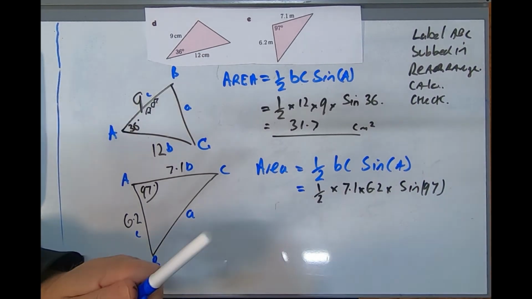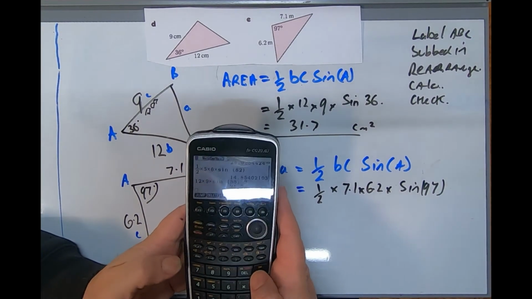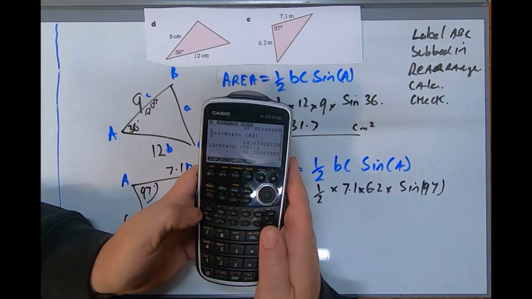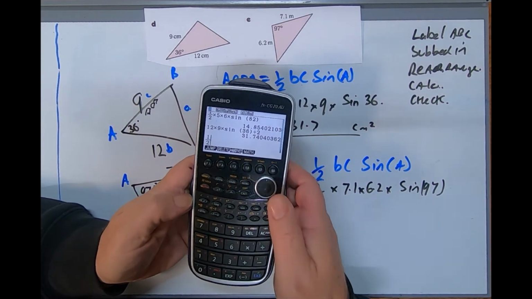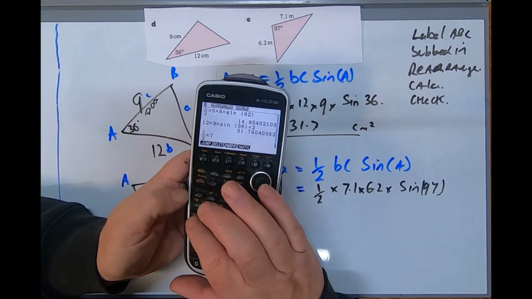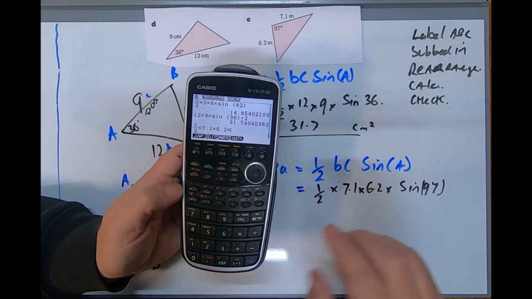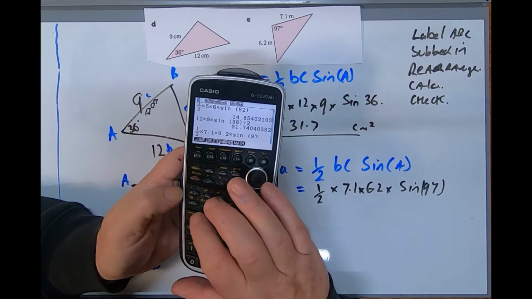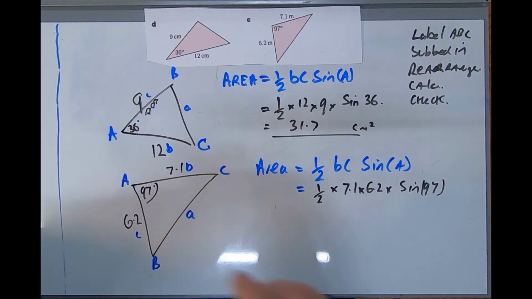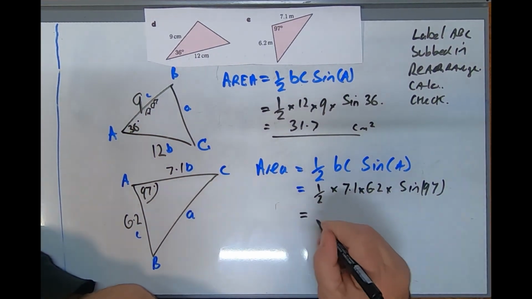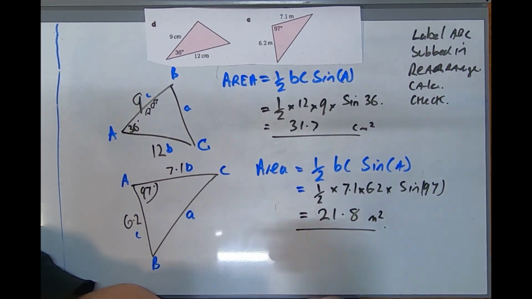Wow, is this one different because I've got decimals in it? Is it? It is not. It is not different. Not at all. Let's use the fraction tool. 1, 2 times by 7.1 times by 6.2 times by sin bracket 97. 21.8. Okay. Equals 21.8. Now, this question was metres squared.